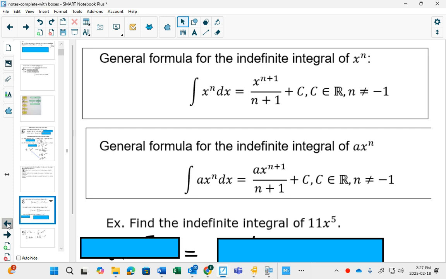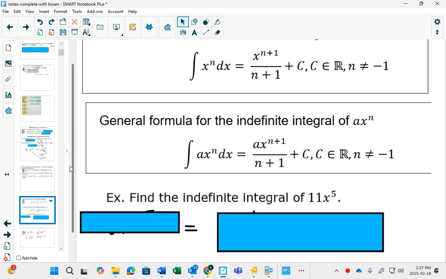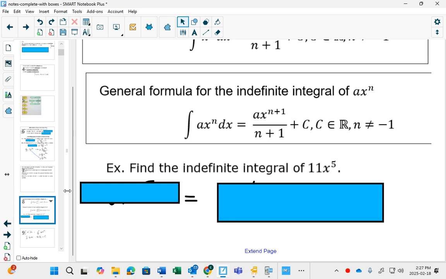All right, I jumped ahead. So, if you have a number in front, that number just stays out in front. It doesn't matter. So if you had 11x to the 5, I think this is one where the mental math doesn't become easy. You're just looking at it, but using our new steps: add 1 to that exponent, then divide by your new exponent.